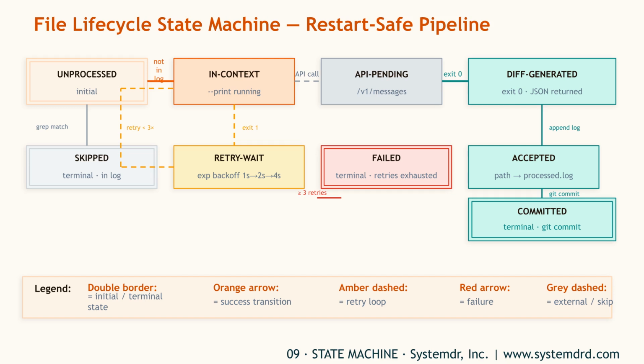From in context, the API call goes out. That's the API pending box. Dashed because it crosses the external boundary into Anthropic's infrastructure. You don't control this step. You only control your timeout and retry handling.